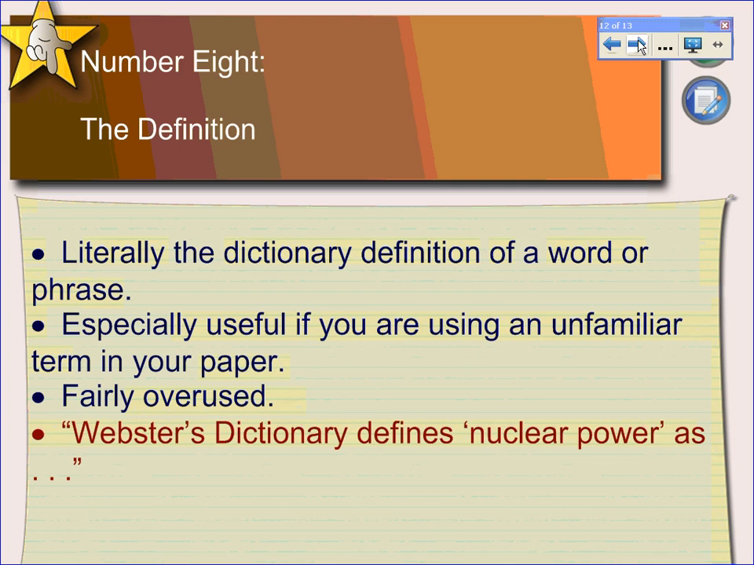Then we have the definition. This is literally just the dictionary definition of the word or phrase. This is especially useful if you're using an unfamiliar term in your paper, but sort of like the question, this one has gotten to be fairly overused over the years. What you want to do is only use this one if there is a term in your paper that is going to be widely unfamiliar. You don't want to do it if you're only using terms that people know, because it just doesn't make sense. The other 7 options would be much better for you.